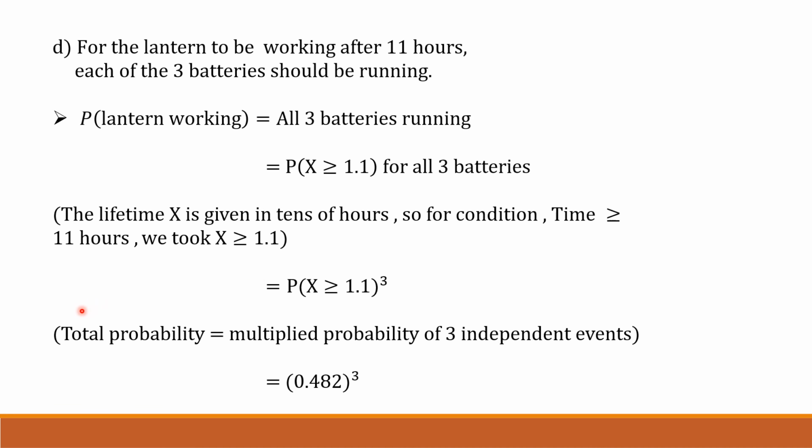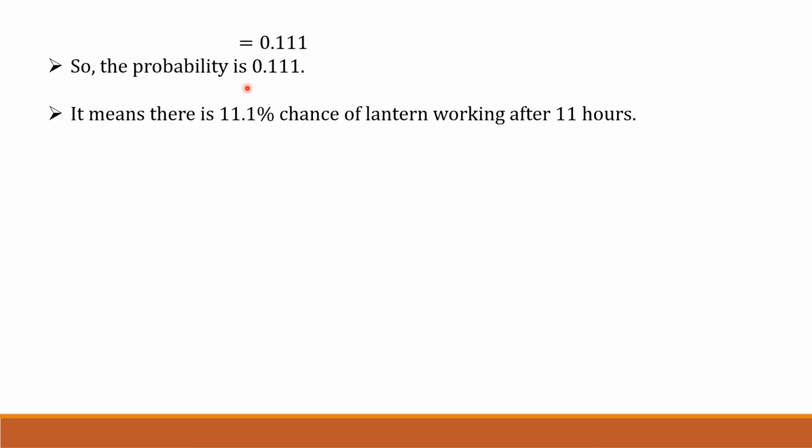Now using the formula of total probability of three independent events, we multiply each of the events probability, that is probability of x greater or equal 1.1 whole to the power 3, and putting the probability value as 0.482, we get our final probability as 0.111. That is, there is 11.1% chance of lantern working after 11 hours. So that completes our question.